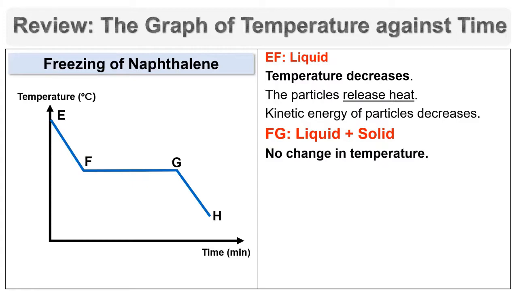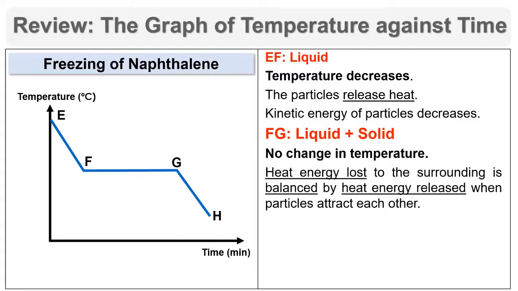From F to G, freezing occurs. There is no change in temperature from F to G. Naphthalene exists in liquid and solid states. Heat energy lost to the surrounding is balanced by heat energy released when particles attract each other to form solid. Freezing point is the temperature at which liquid changes to solid, which is the temperature at F and G.